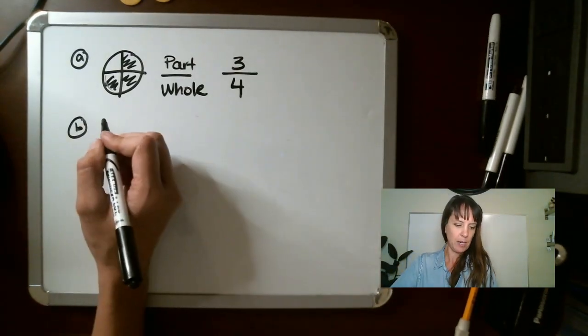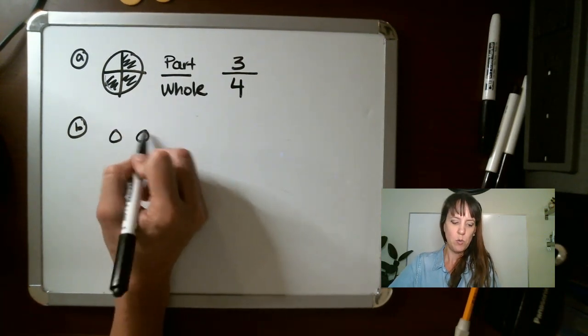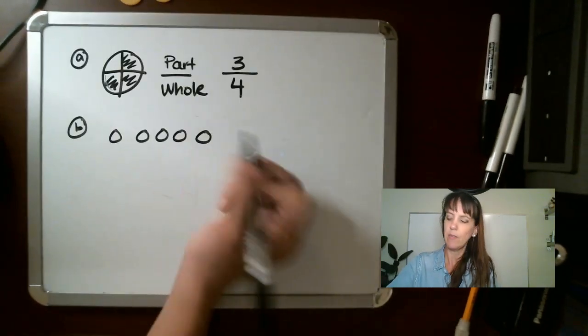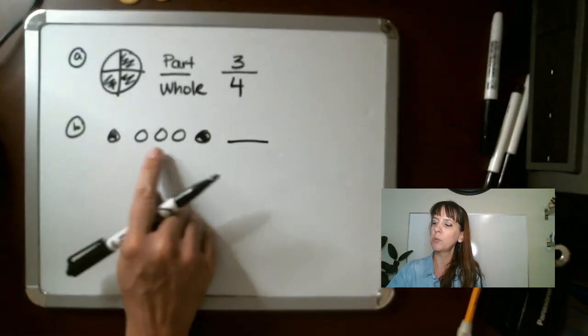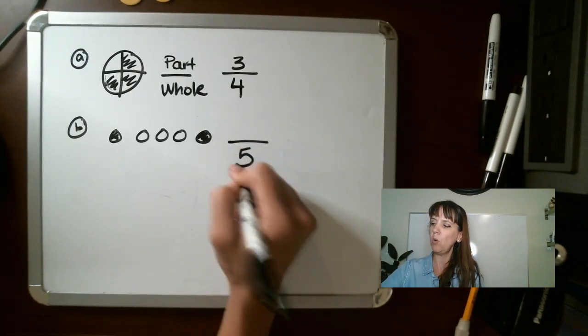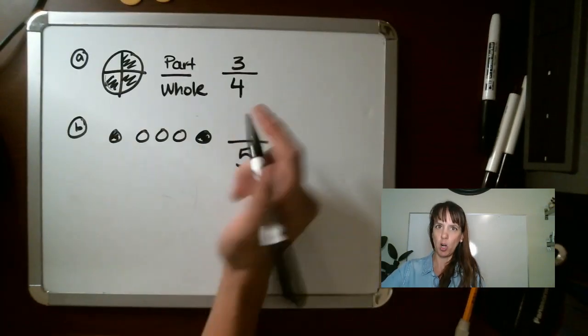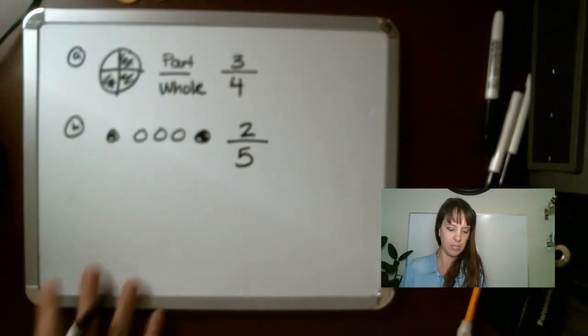Let's talk about B here. We got 1, 2, 3, 5. All right, so we got part over whole again. 1, 2, 3, 4, 5 whole circles. 2 of them are selected, so we've got 2/5.